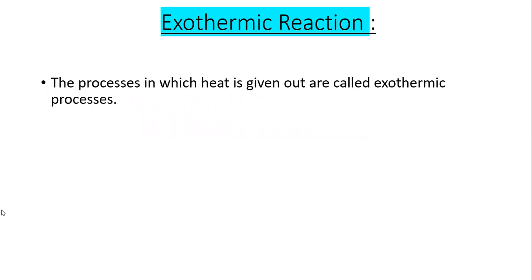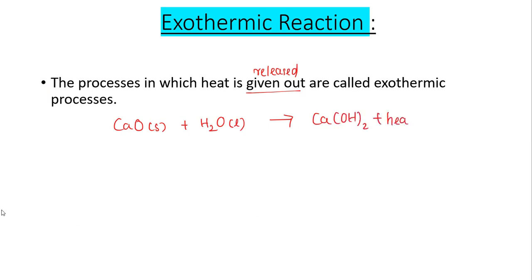Exothermic means the process in which heat energy is given out or released. Okay, that is called exothermic reaction. An exothermic reaction is calcium oxide plus water. When water is added to calcium oxide, calcium hydroxide is produced along with heat. So if in any chemical equation, if heat is there on the product side, that means heat energy is released. So it is an example for exothermic reaction. I hope it is clear to you.